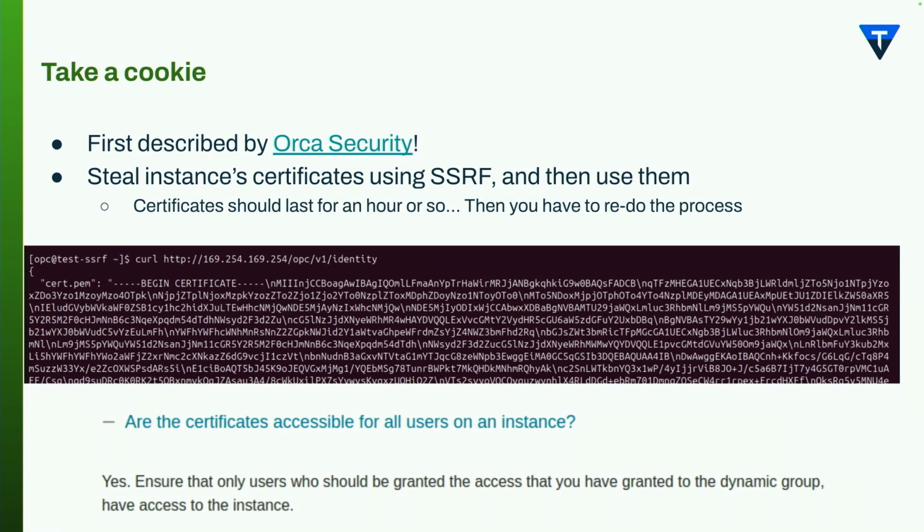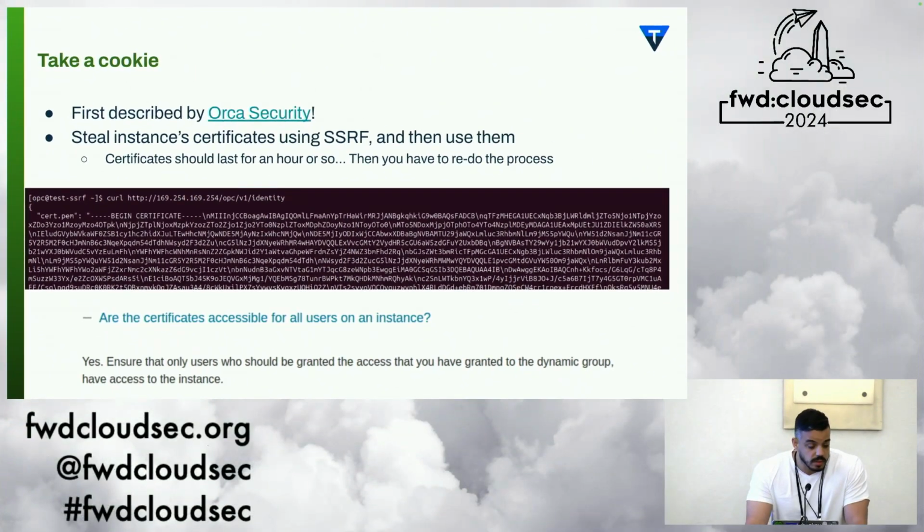And the third technique we call take a cookie. That was first described by Orca Security in a blog post that is linked here. But you can steal the instance certificates using SSRF and then use them as if you were the instance, right? So those are the first three techniques that we developed. My friend Lucas is going to talk about the last techniques that we developed.